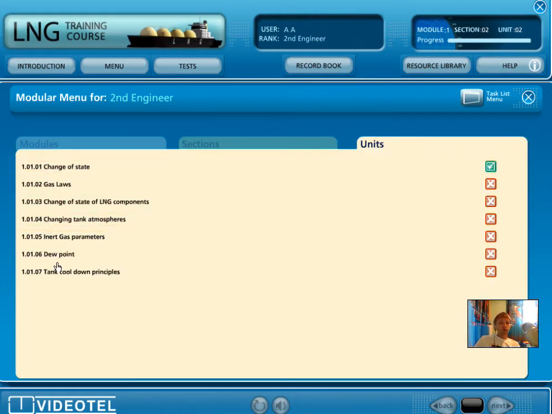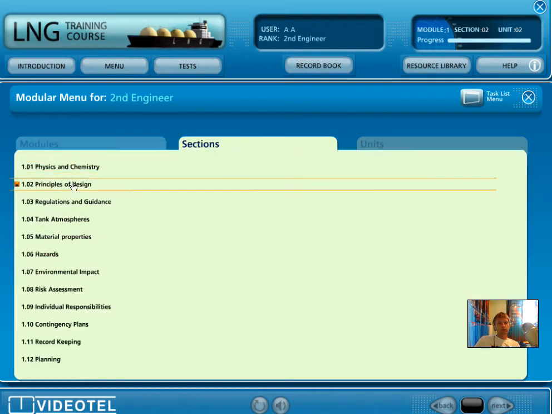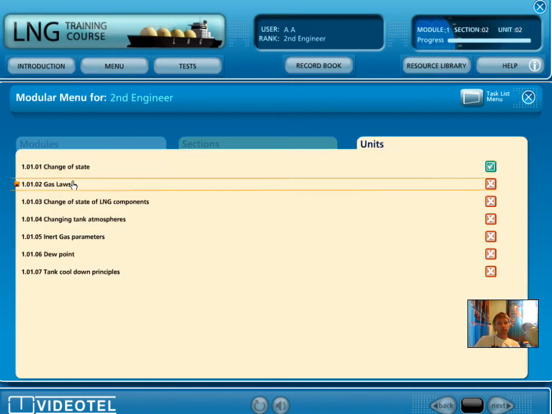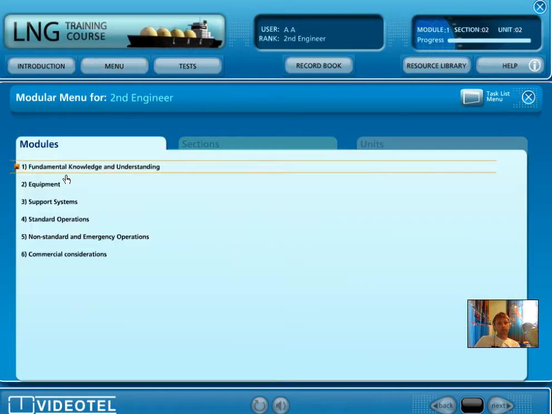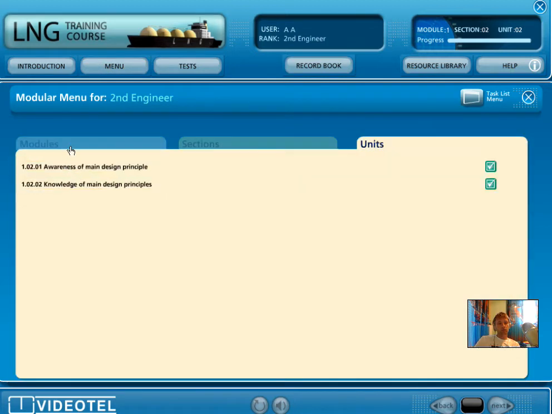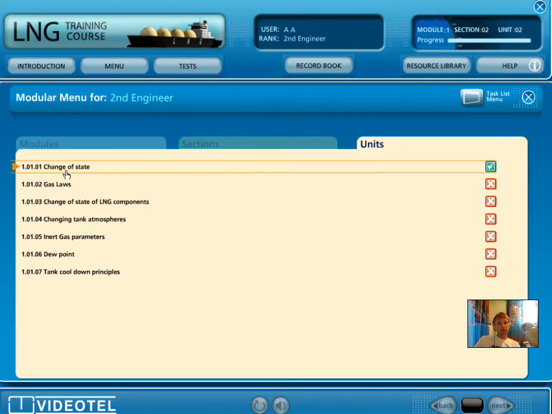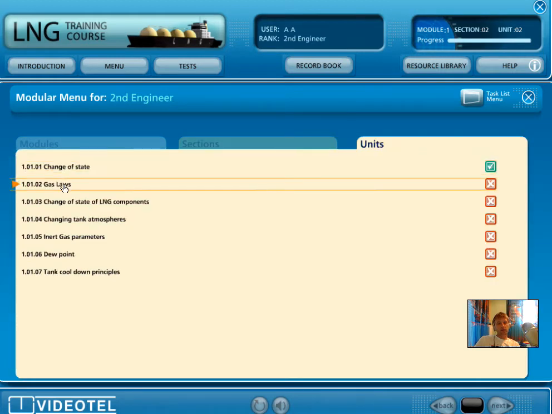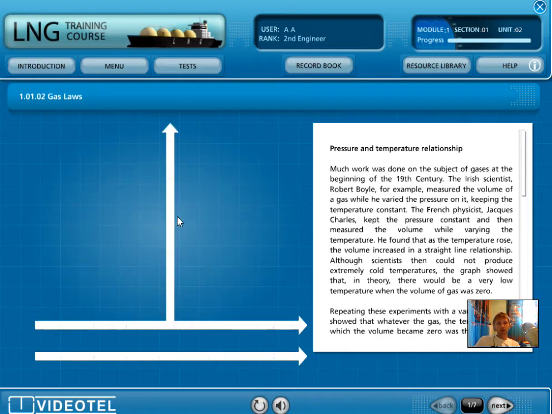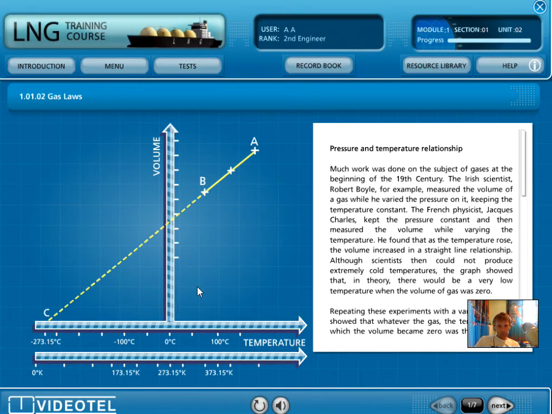Demolition. So we have not finished also this one here, okay, which is also very, very important. One moment again, principle of design. Okay, we have finished this. I will go again here to the physics. Let's see the gas laws. Pressure and temperature relationship.